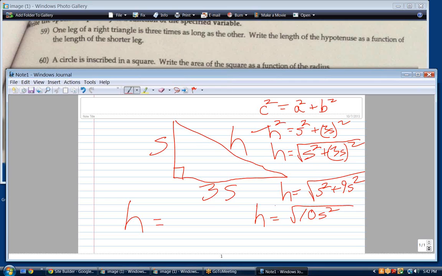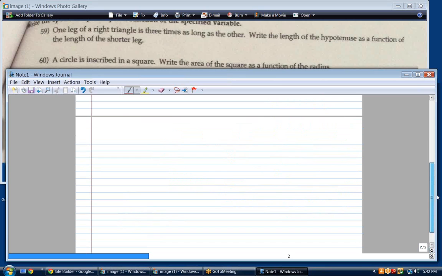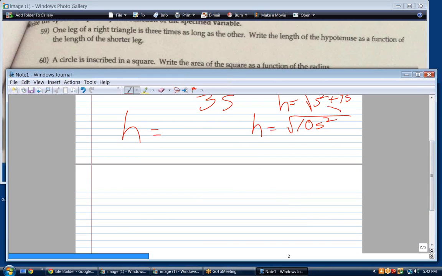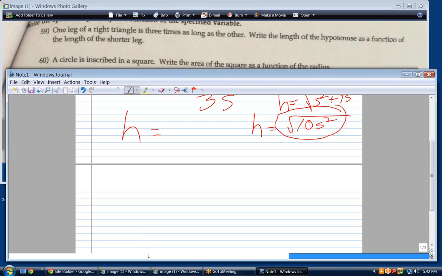Okay, now let's simplify this because this isn't my final answer. I can remove something from the radical sign there. What is it?